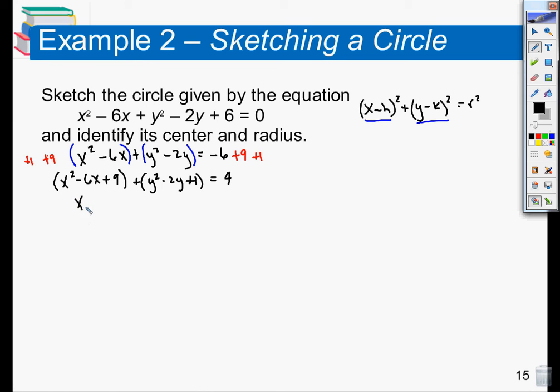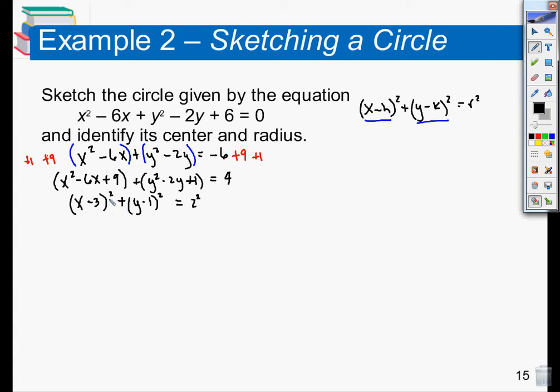And this will become (x - 3)². Over here, (y - 1)². And this is technically r² over here. So this is 2². All right, now we have all of the information that we would need in order to sketch.